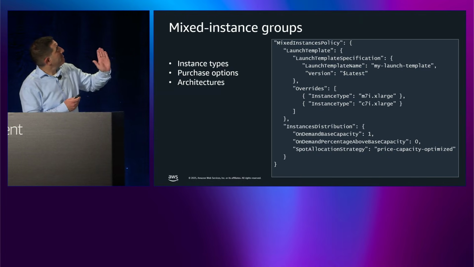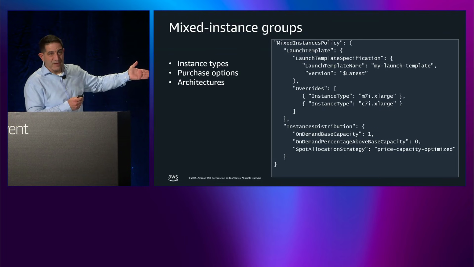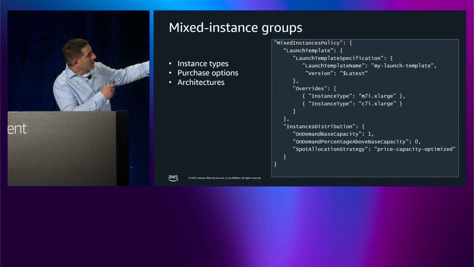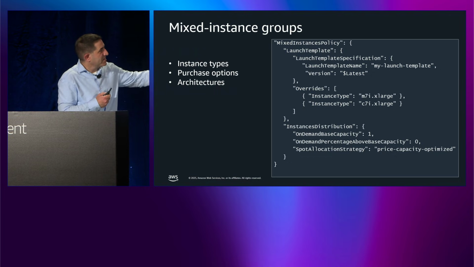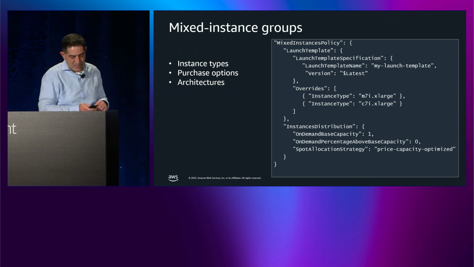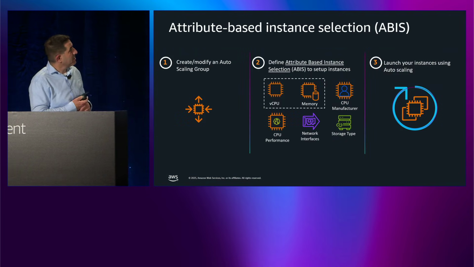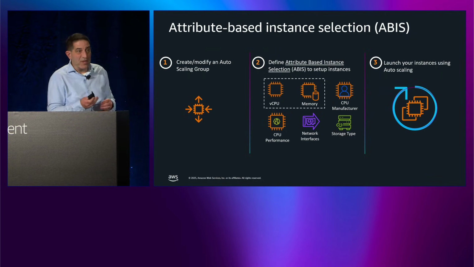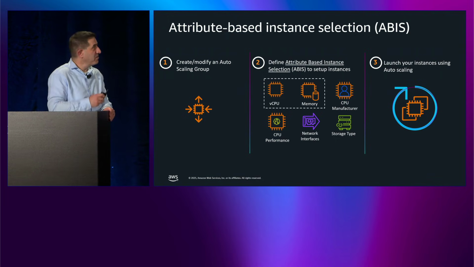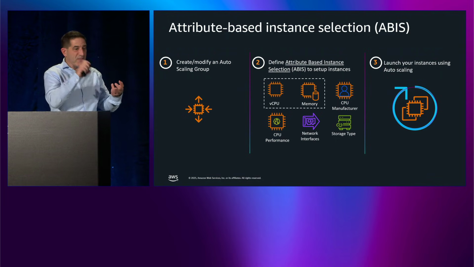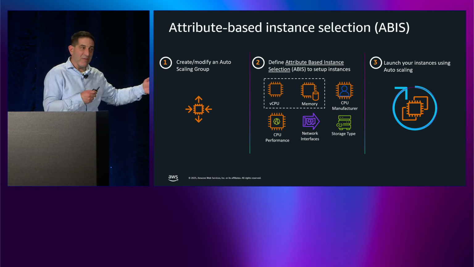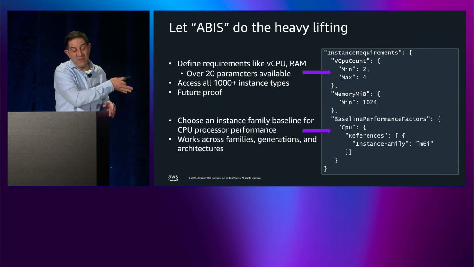Here's an example of a mixed instance group for an autoscaling group config. This is where we're being extremely flexible and we're optimizing on price capacity for the overall capacity deployment. Another great way is to consider using something called attribute-based instance selection. This is where you tell an autoscaling group what your workload needs, how much memory it needs, how many vCPUs, and then let it go figure out which instance types match that requirement, and then it spins them up for you automatically.